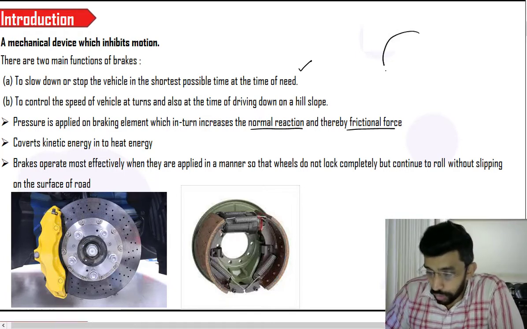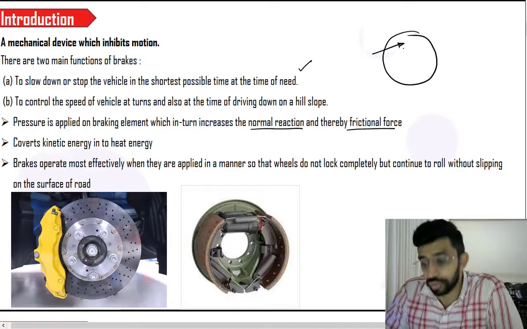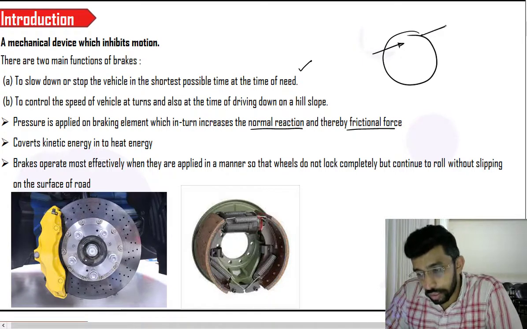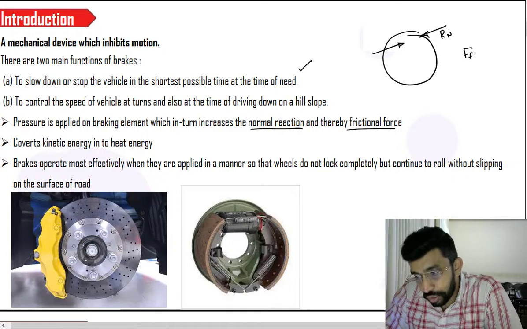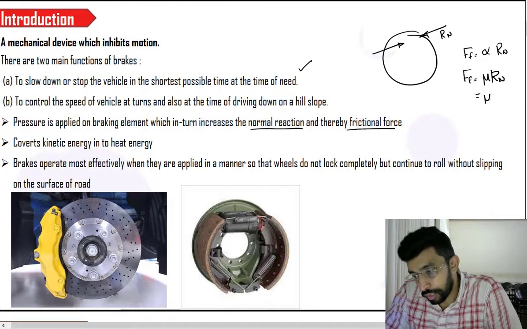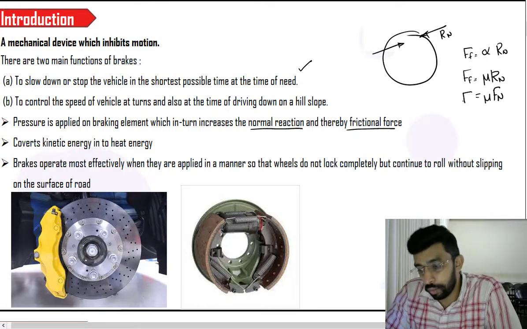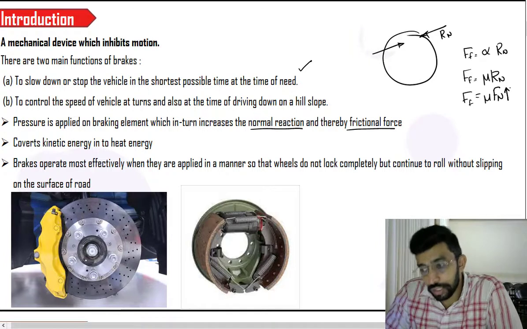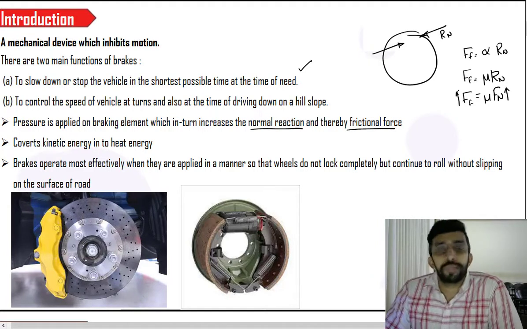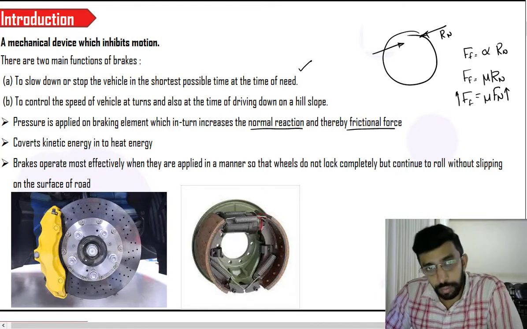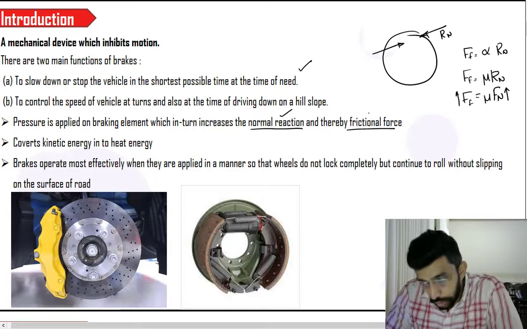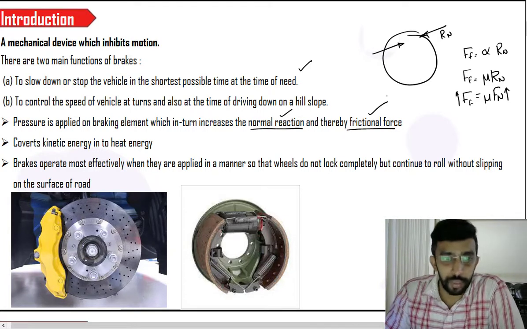So if you want to stop something, you apply some amount of force. Because of this force, the normal reaction will increase. And we know that the frictional force is proportional to the normal reaction. We can say that the frictional force is equal to mu into Rn, or it can also be stated as mu into Fn, the normal force. So whenever the normal force increases, the frictional force increases subsequently. So we are applying some amount of pressure to the braking element to increase the normal reaction, and thereby the frictional force. That's how the system works.